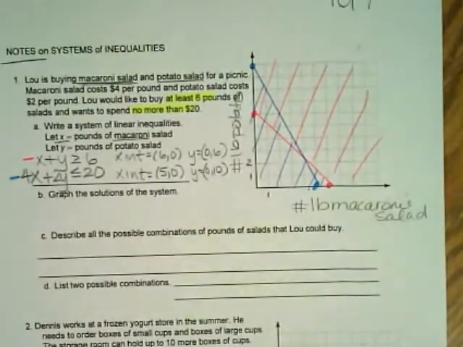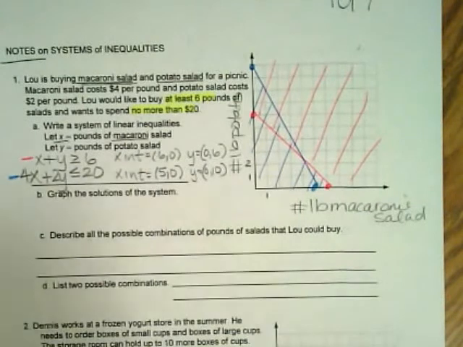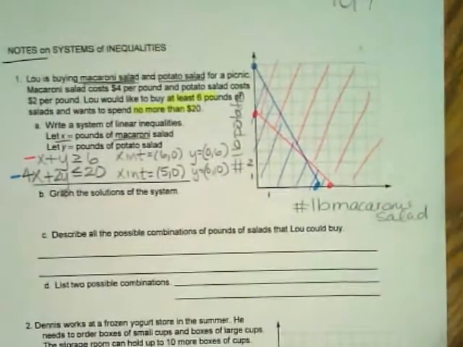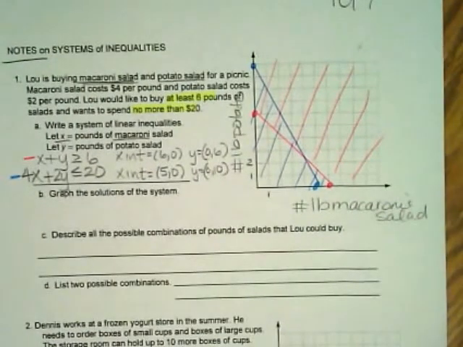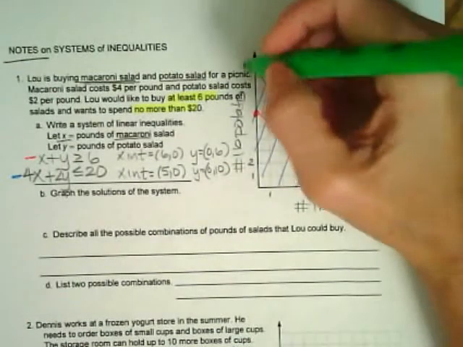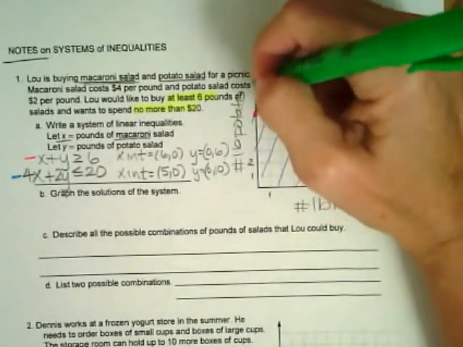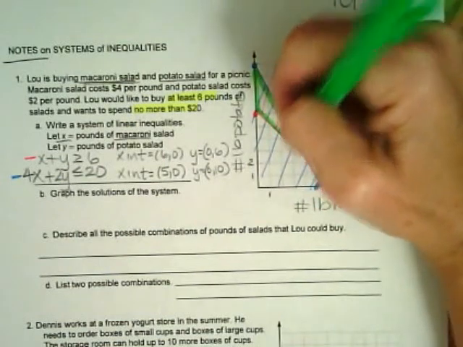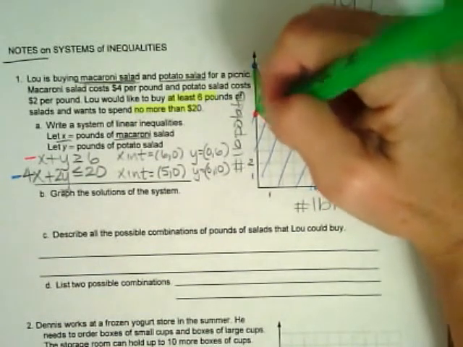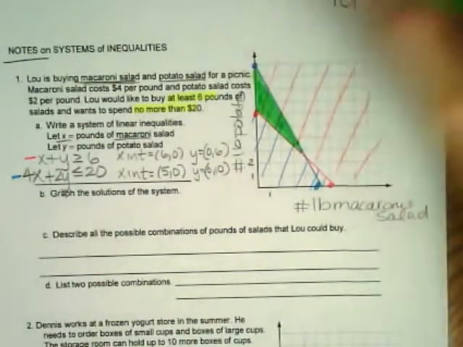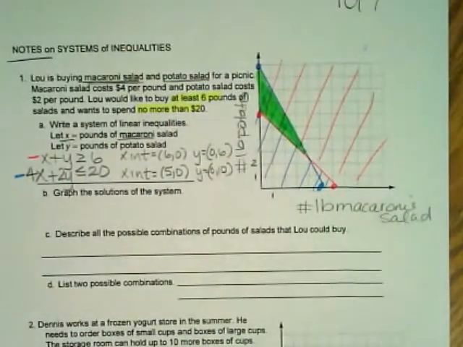So now, where is my solution? And I'm going to just use a highlighter. My solution is where the red and the pink and the blue overlap. So my solution is right here in this area. And what does that mean? All combinations of macaroni and potato salad that fall in that area will be a solution to this system.